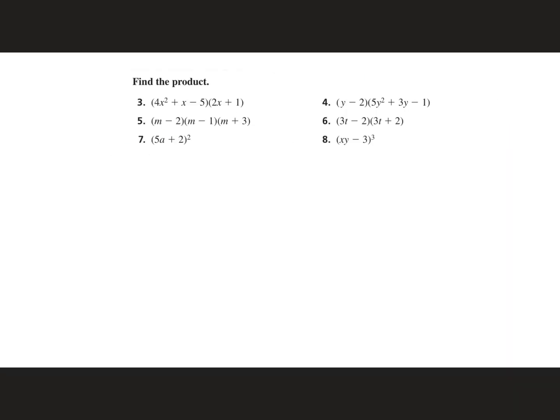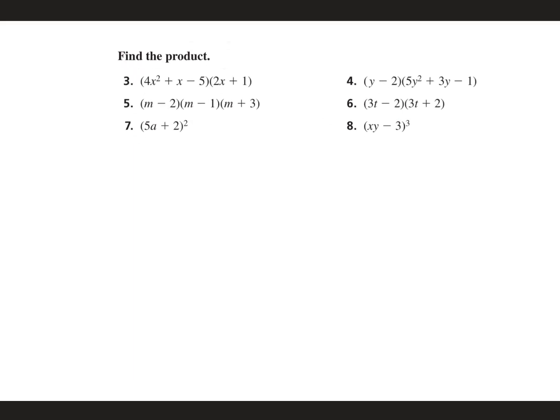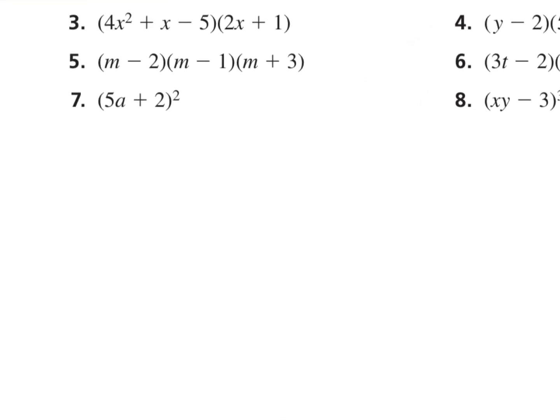So we did 3, 4, 5, and 6 yesterday. We're going to do 7 and 8 using our shortcuts. So when we have a binomial squared, our shortcut for this one is a squared plus 2ab plus b squared. So where our first term is our a and our second term is our b. So we're applying the shortcut here. But remember, if you forget your shortcut, how else could you multiply this out? Write it twice and FOIL it out.